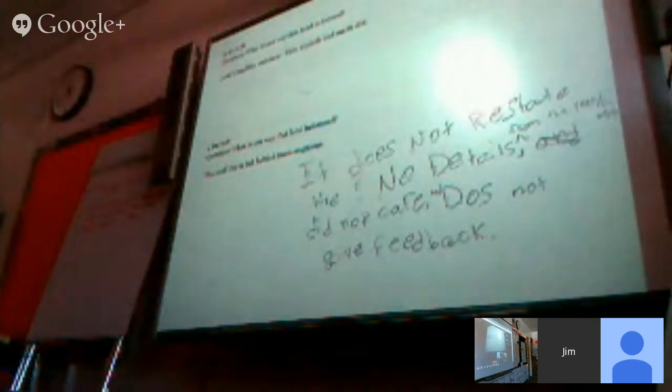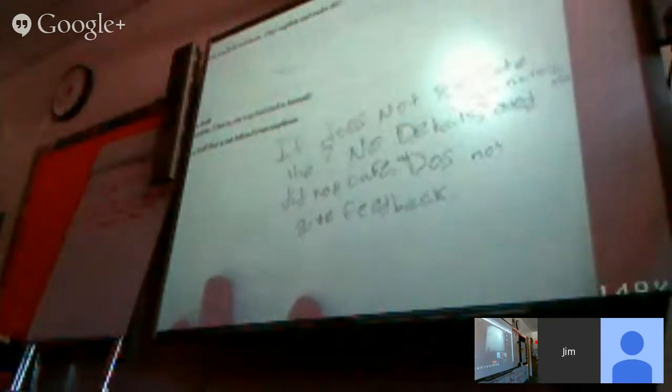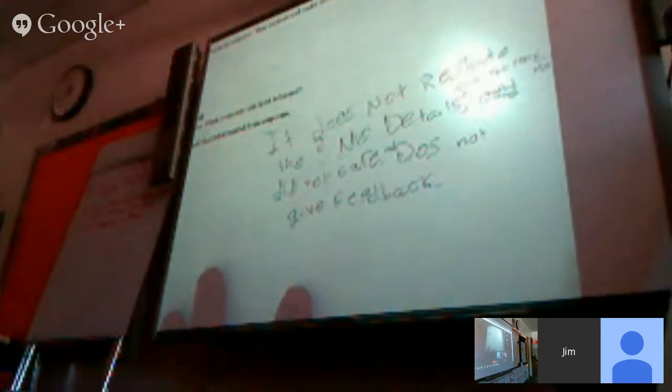Okay, welcome back. One of the students from my classroom is willing to show what he wrote down that explains why the stuff that is left behind from eruptions is a 1 in the fall. It scored a 1 for the response. It does not restate the question, no details from the text or source, did not care, does not give feedback.